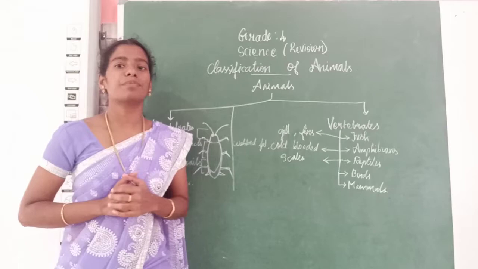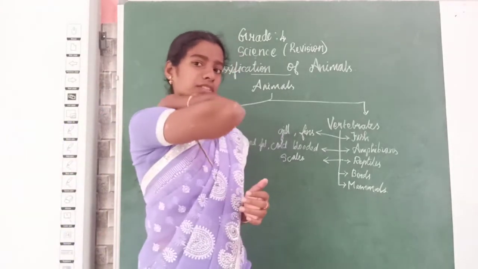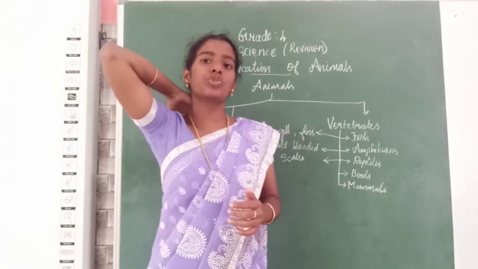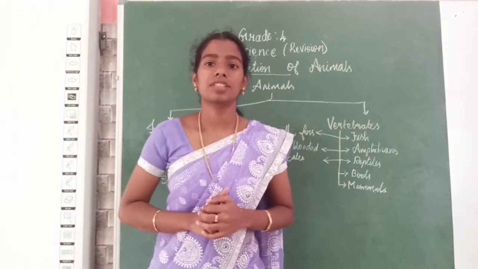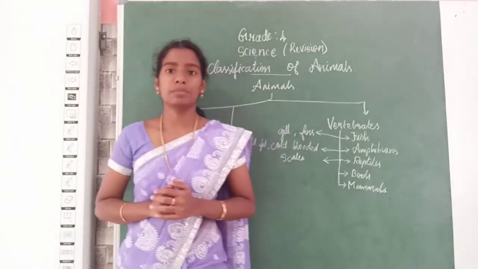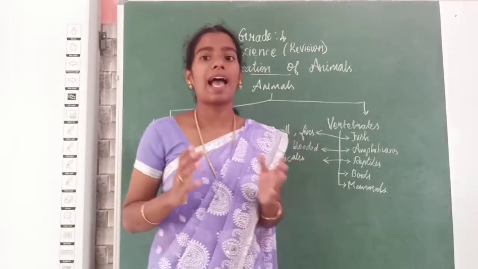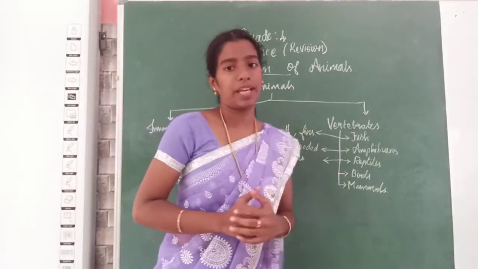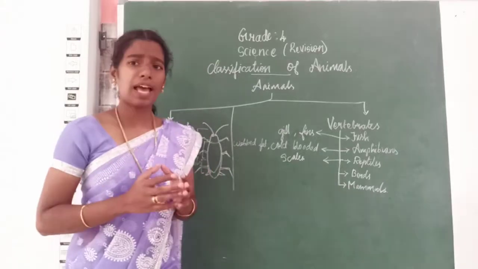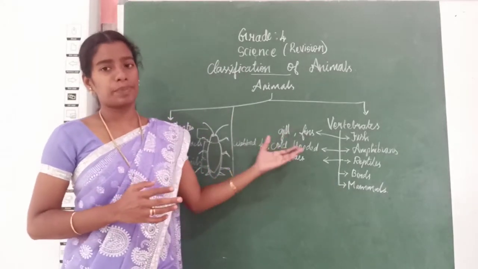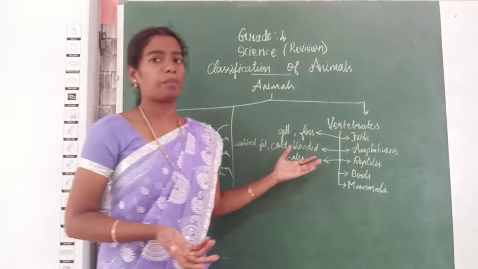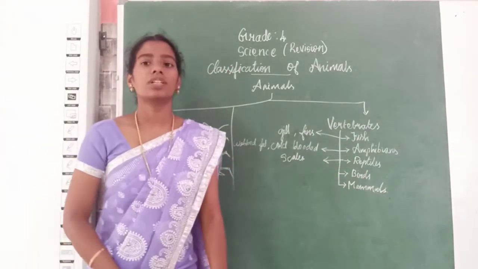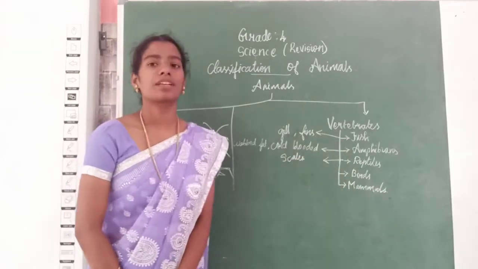Then what are vertebrates? Opposite to invertebrates. Keep your hand back. Can you feel a hard bone in the middle from your neck to your back? That is called the backbone. When an animal has a backbone, they are called vertebrates. These vertebrates can be classified into the following types. What are they? Fish.